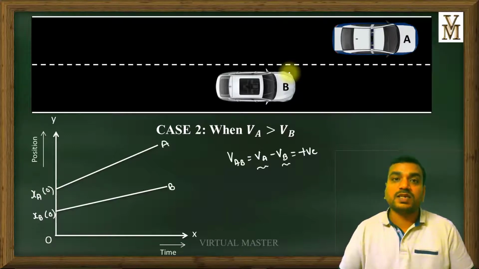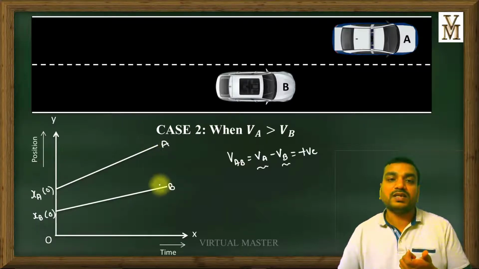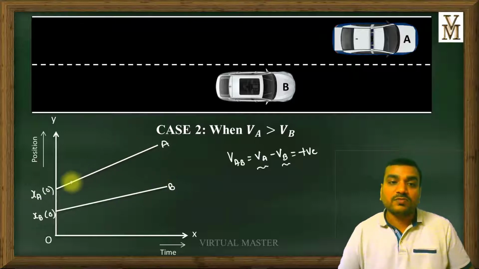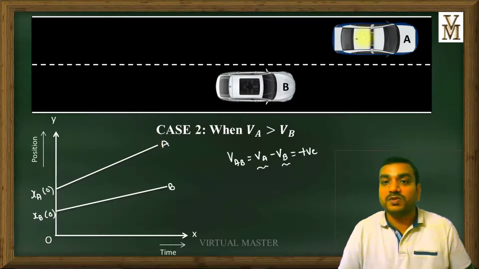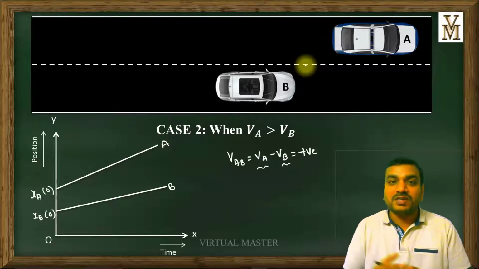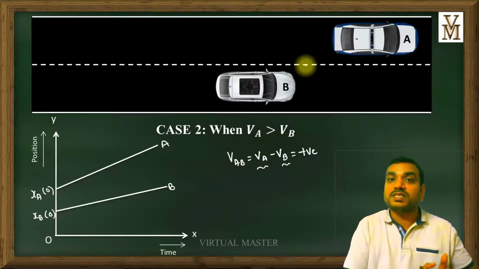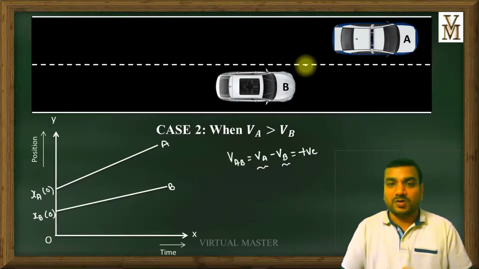And if we plot the position time graph of these two cars, car A and car B, then we are going to get a curve similar to this one. You can see here, the separation between curve A and curve B goes on increasing after each second. Why? Because the distance between car A and car B is increasing. I hope everyone has understood how to plot the position time graph when the velocity of one object is more than the velocity of the other object.